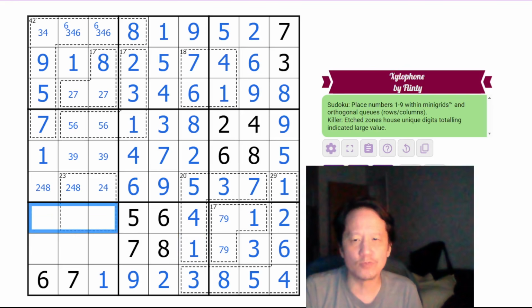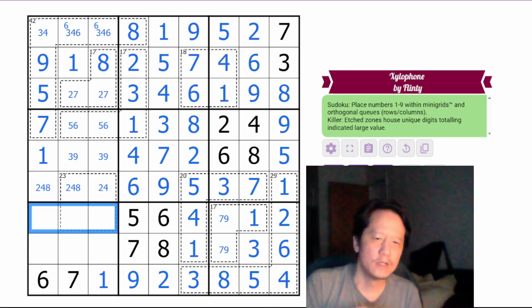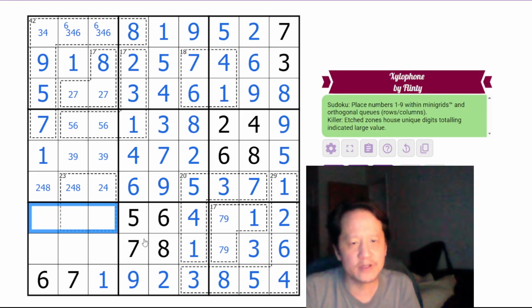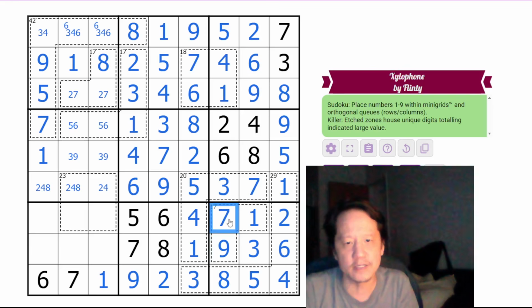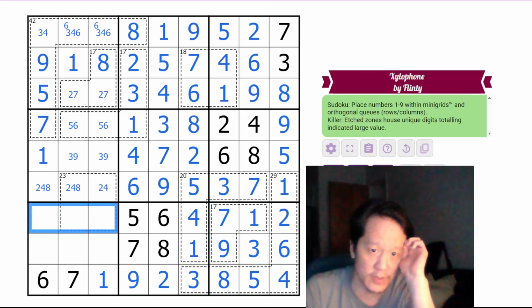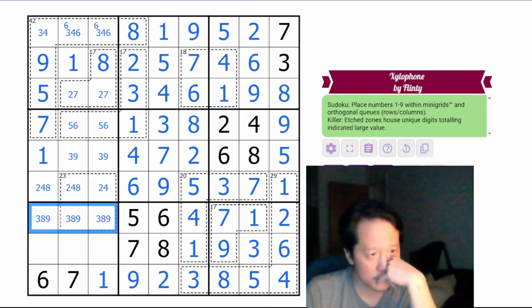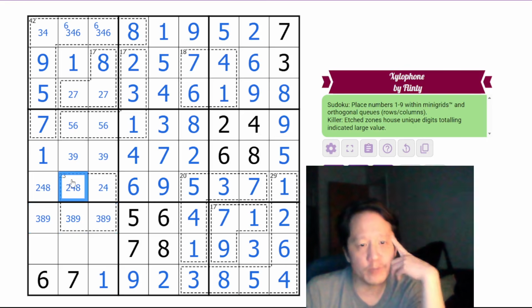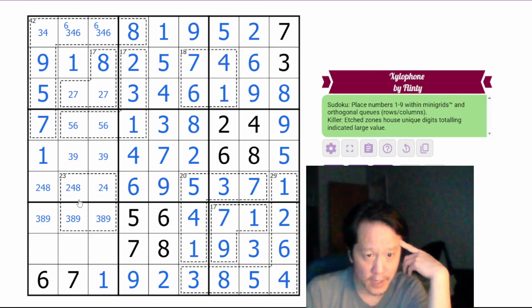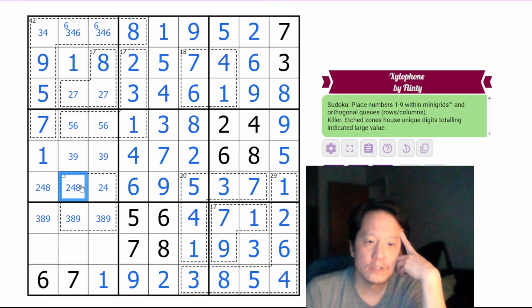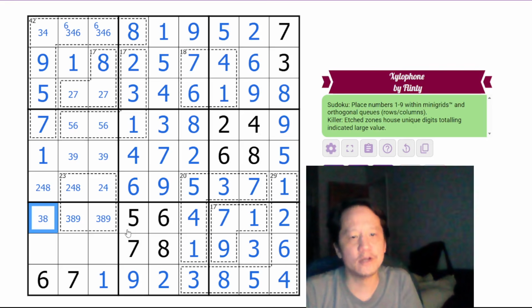Remaining digits in row... Where is 7? 7 eliminates 7 here, so that's 9, that's 7. Remaining digits in row 7, then, are 3, 8, and 9. Can this ever be 8? 8 would force this to be 3 and 9, because you don't have repeats in cages. So if you have an 8 here, well, okay, we know 9 has to be here.